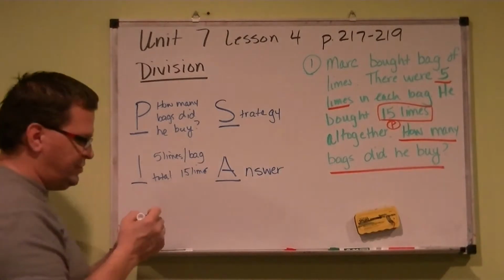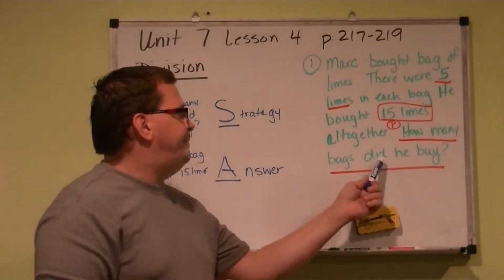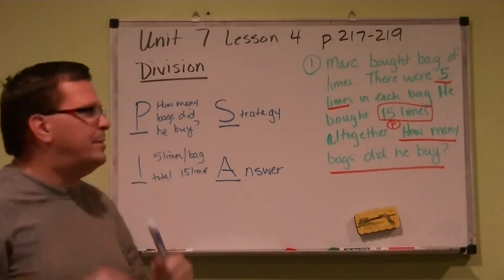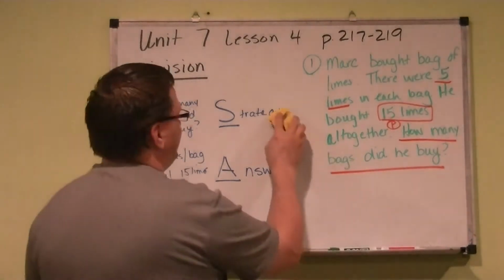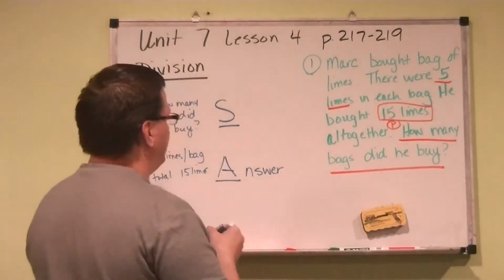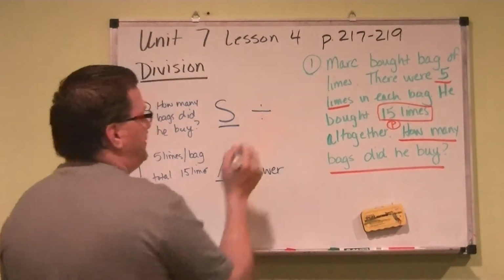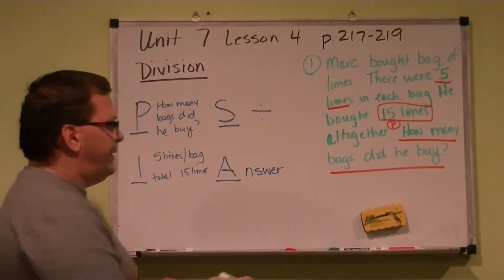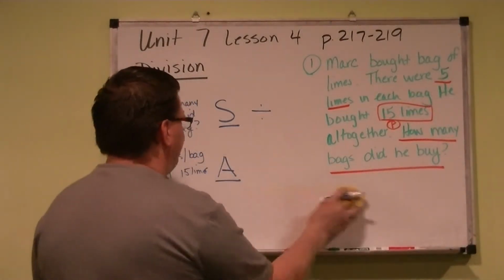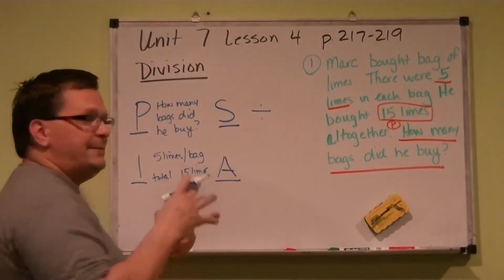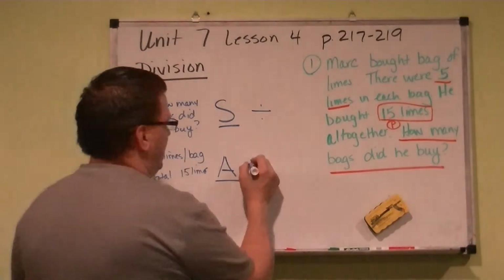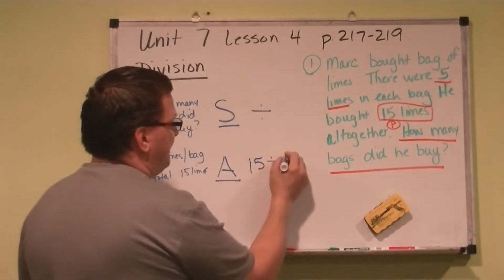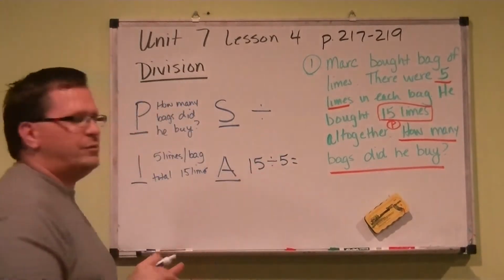And in our strategy, we're trying to figure out how many bags did he buy. So we're trying to make this big number of limes into a smaller number. So that would tell us this is definitely going to be a division problem. So we're going to divide, and you just put whatever symbol, this one's going to be division right there. And then our answer, well, let's see. If we're saying 15 limes, that's the big number, and we want to make it into a smaller number, so 15 divided by 5. And that's how you have to write that problem.